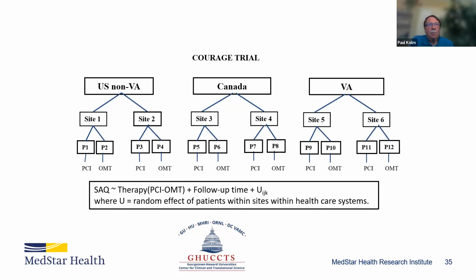So our model here is the Seattle Angina Questionnaire, the SAQ. It is modeled as a function of therapy, whether it's PCI or OMT, plus follow-up time, and then our random effects, where we have random effects for patients, which is usually represented by I, J is the sites, and K, the healthcare systems. And then, as I say, U is the random effect of patients within sites within healthcare systems.